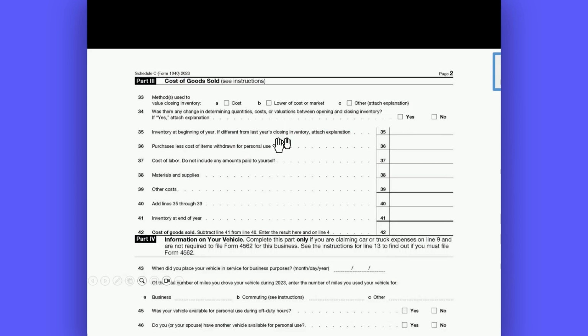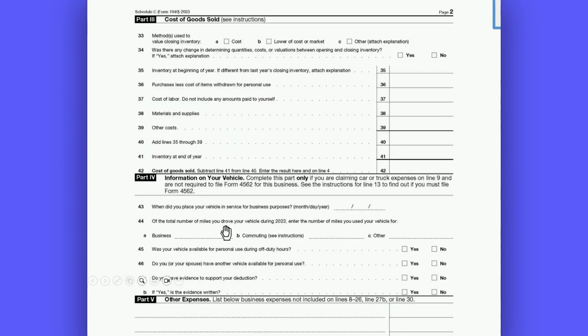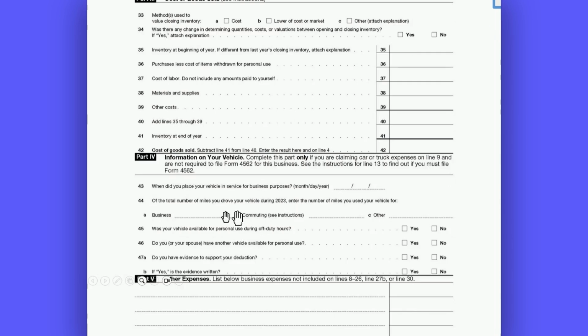Then it asks for your inventory at the beginning of the year. So remember, inventory plus purchases minus ending inventory gives you your cost of goods sold. So this is just asking for the details of that. Then you move on down here to part 4, and this is if you use a vehicle. So if you're claiming any car or truck expenses, then you need to fill all this out. When you placed it in service, total number of miles driven during the year, total for business, total for commuting if you had any, and then other miles. So that would be like other personal miles that you drove it.